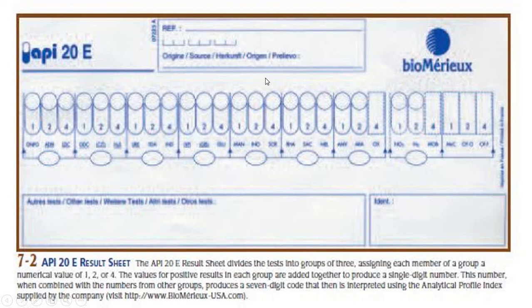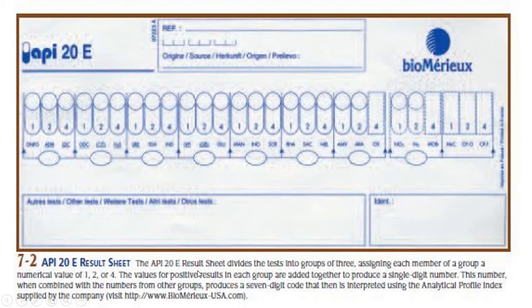This is the sheet that is used for the counting of the tests. These are triads, which are used for the identification of the first 3 tests. The numbers of the first 3 tests are added together to form a digit, which is used to make a 7-digit code, which is used to identify the bacteria. By using this code we search the manual having a specific code for a specific bacteria.